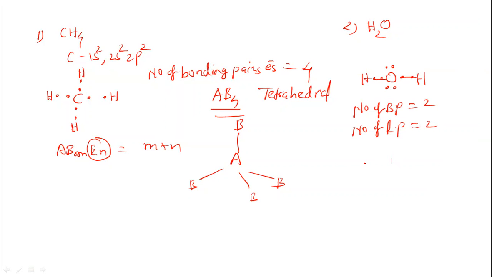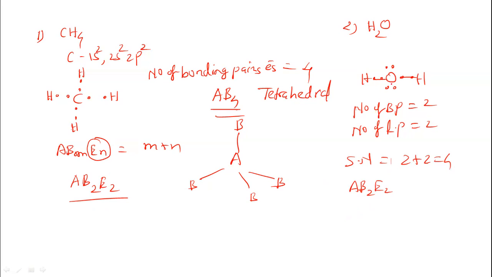So the steric number: now, the water molecule belongs to which type of molecule, according to the formula AB_mE_n? The water molecule belongs to AB2E2 type. 2 lone pairs of electrons are there. So the water molecule belongs to AB, because 2 hydrogen atoms are there, and E2. So the steric number is equal to this 2 plus this 2. As the steric number is 4, the expected geometry of the molecule is tetrahedral.